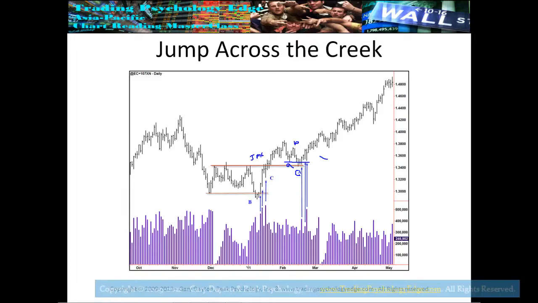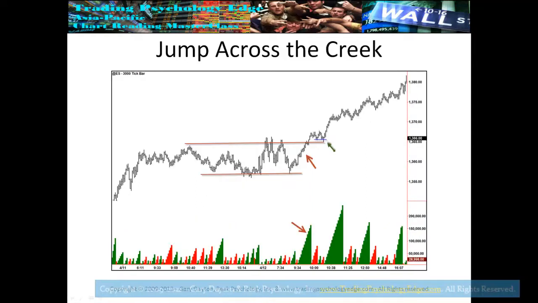Ivan says, in general, this is a good spread volume, strong breakout of resistance, and low volume, narrow spread pullbacks are the criteria of this trade setup. Yeah, in general they are. In general, that's right. We're looking for that strong sign of strength. The jump across the creek, here's the creek.